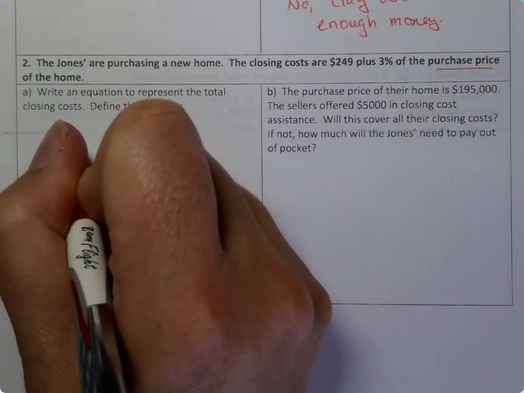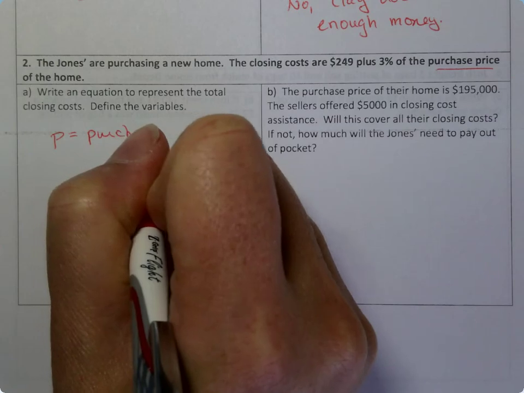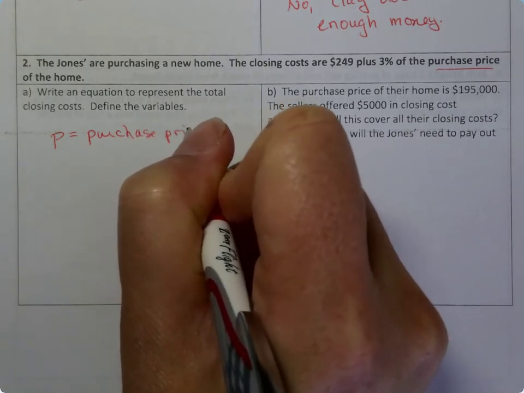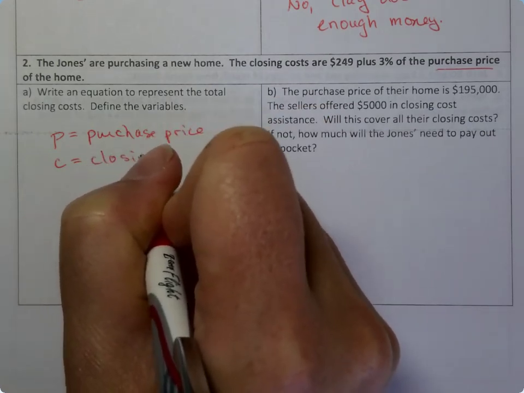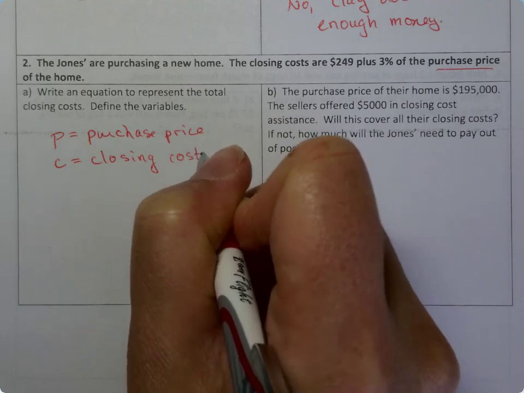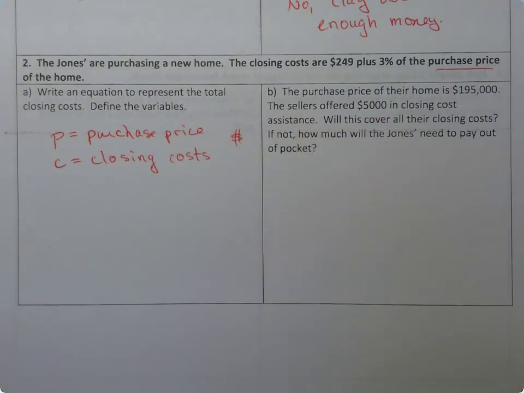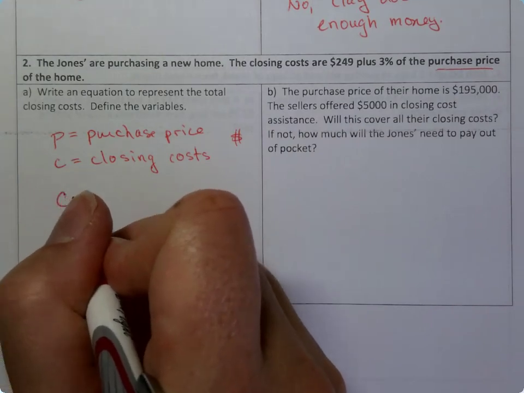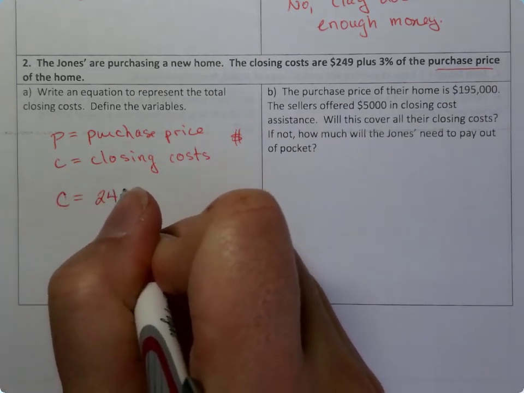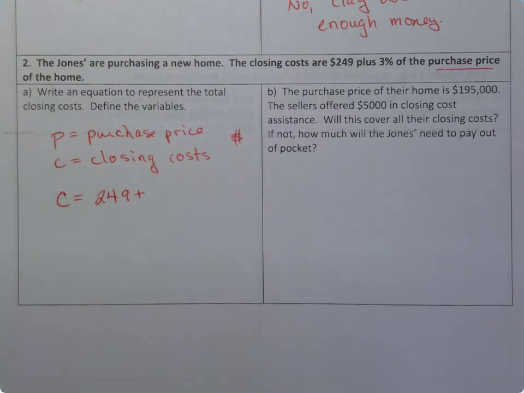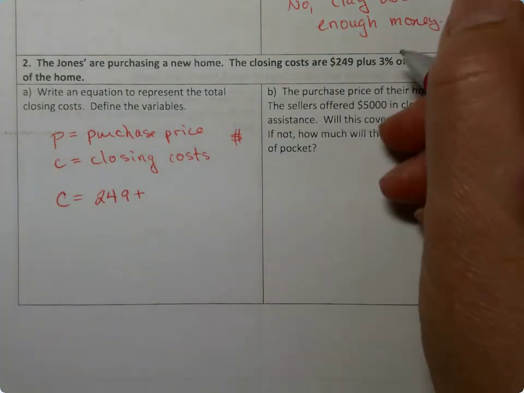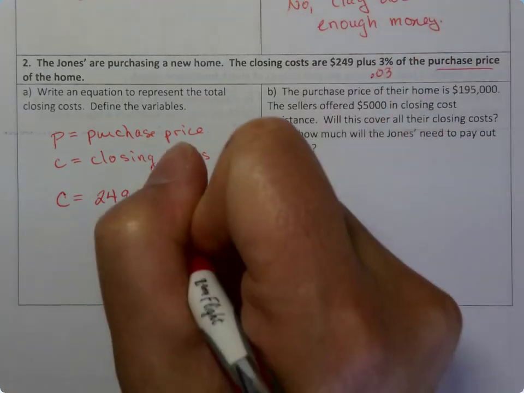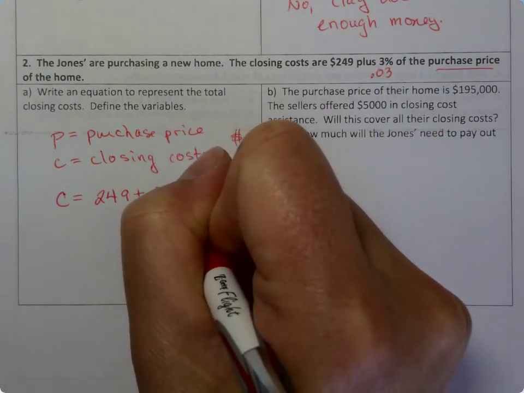So I'm going to use P, and that is the purchase price. And that's going to be something in dollars. And I'm going to use C, and that is going to be for the closing costs. And again, both of these are measured in dollars. So what would my equation be? My closing costs are the start $249, and then how do I write 3%? Because this is $249 in decimal form, so how do I write 3%? 0.03. Remember, you have to move the decimal 2 places. So it's going to be 3% of the purchase price.